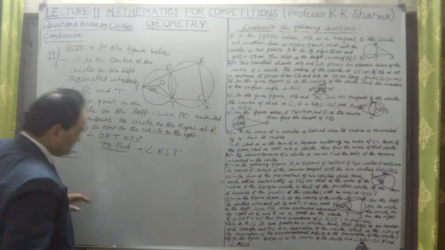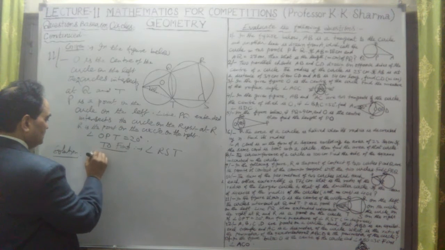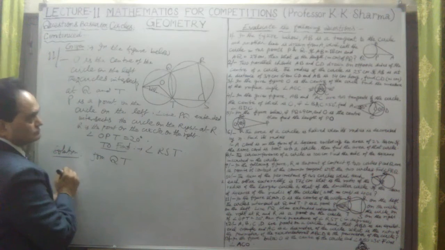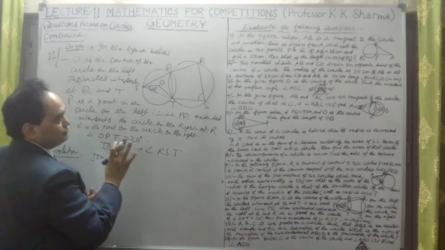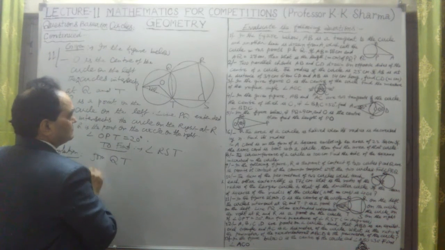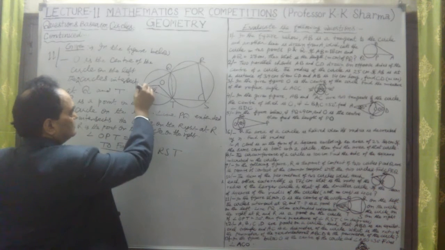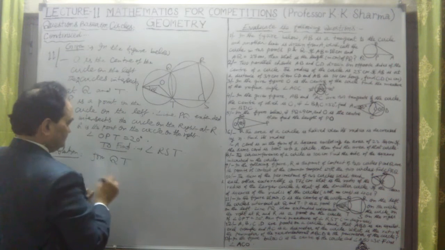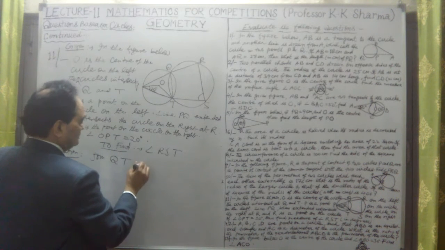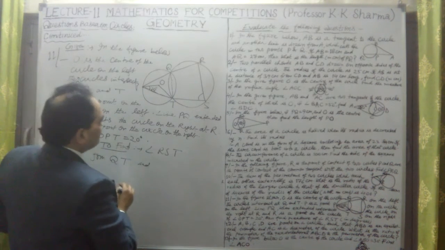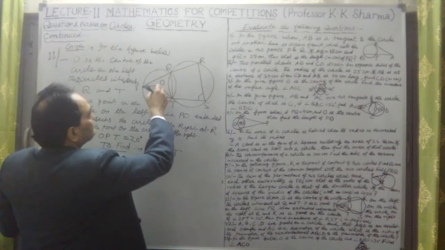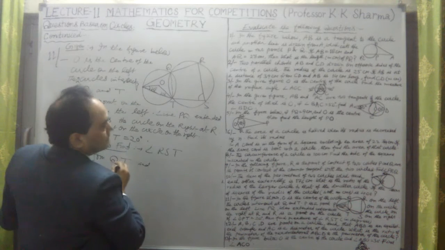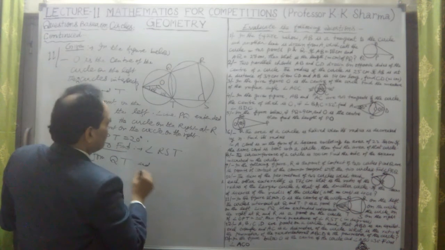Solution. Now see here what we have done. Join QT. We have joined QT. Other things are given here because angle OPT is given here, so this is already joined, not a dotted line. This is a dotted line. Join QT, and look at this 20 degree, this is also 20 degree.